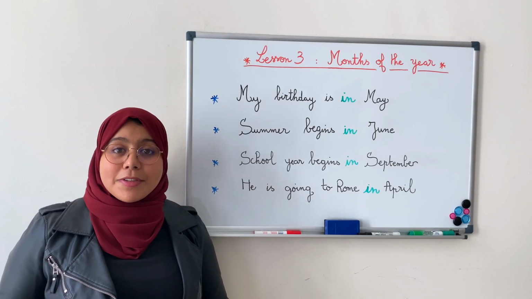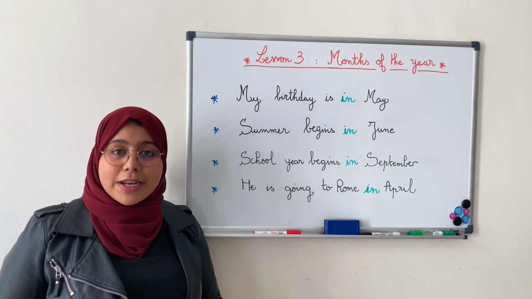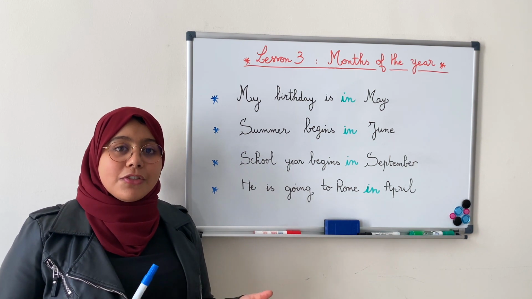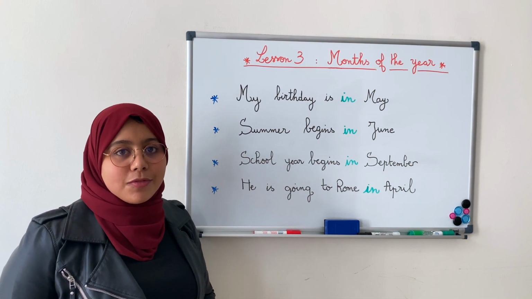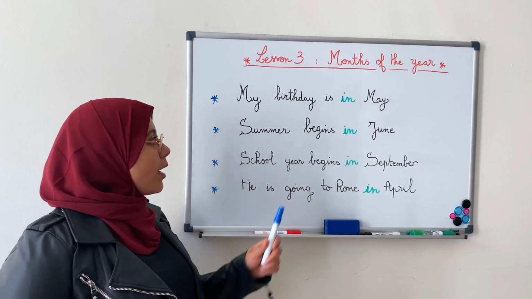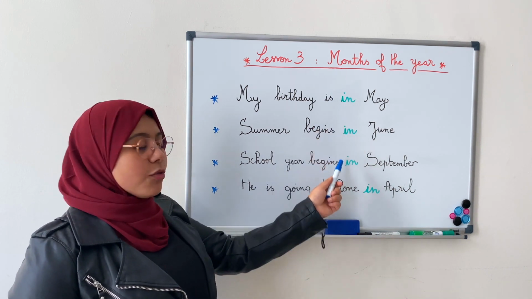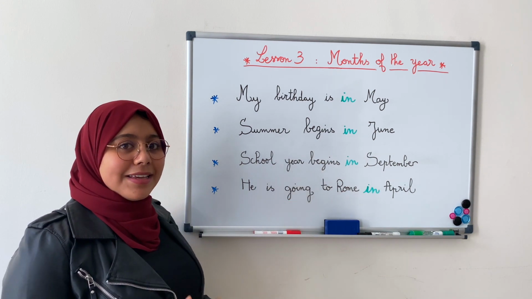Now let's see the preposition that we use with the months of the year. We said in the previous lesson that prepositions are حروف جر. The preposition that we use with the months of the year is in. I wrote it in green in these examples. Let's see what we have here.